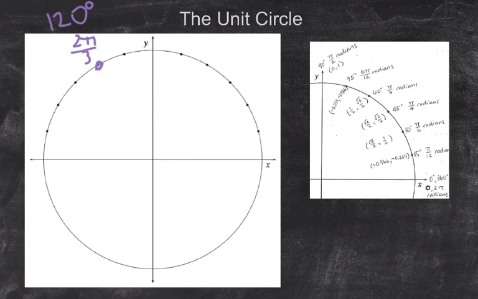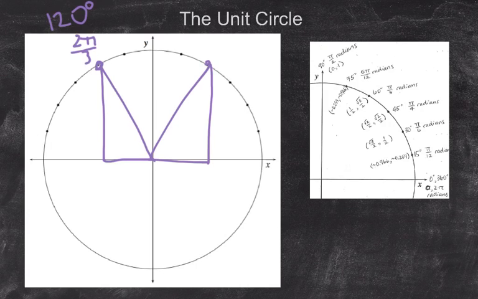This point has the same height as pi over 3 radians, so I know its y-coordinate, and it is the same distance away from 0 on the x-axis, except that it's negative because it's to the left of the y-axis. So whereas for pi over 3, my coordinate point was 1/2, square root of 3 over 2, now I've got a coordinate point of negative 1/2, square root of 3 over 2.